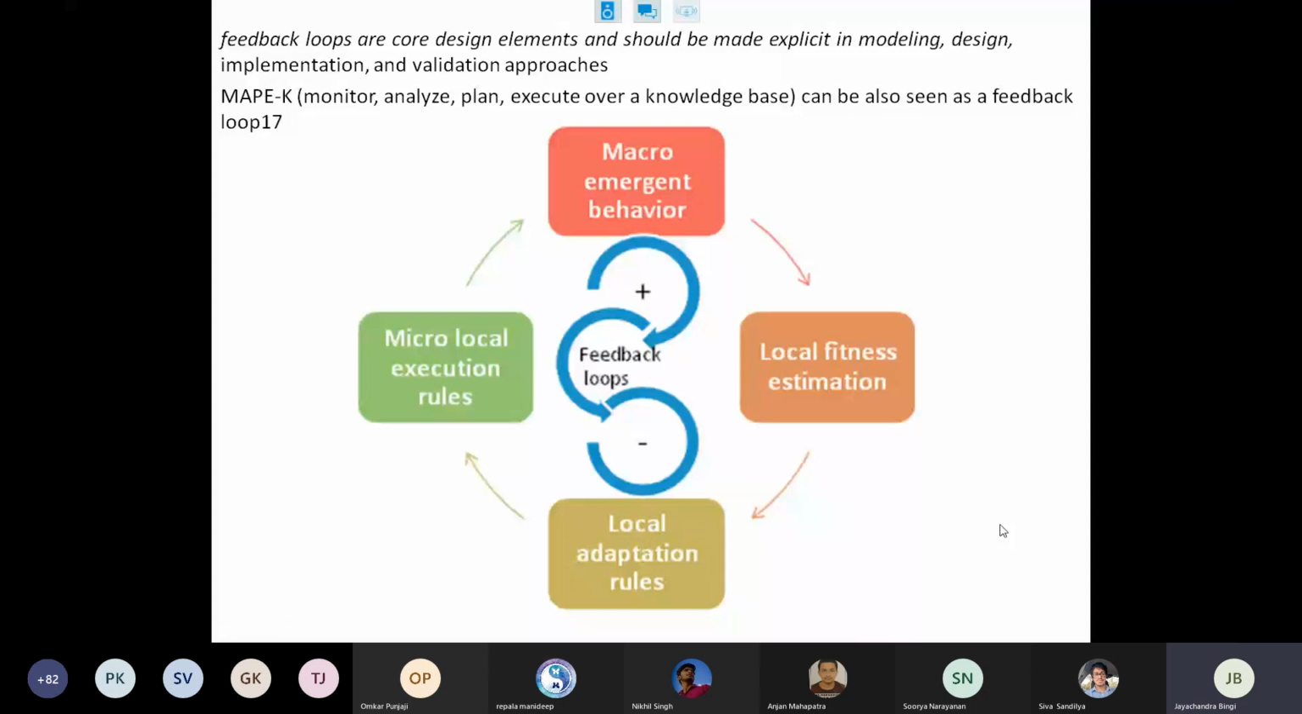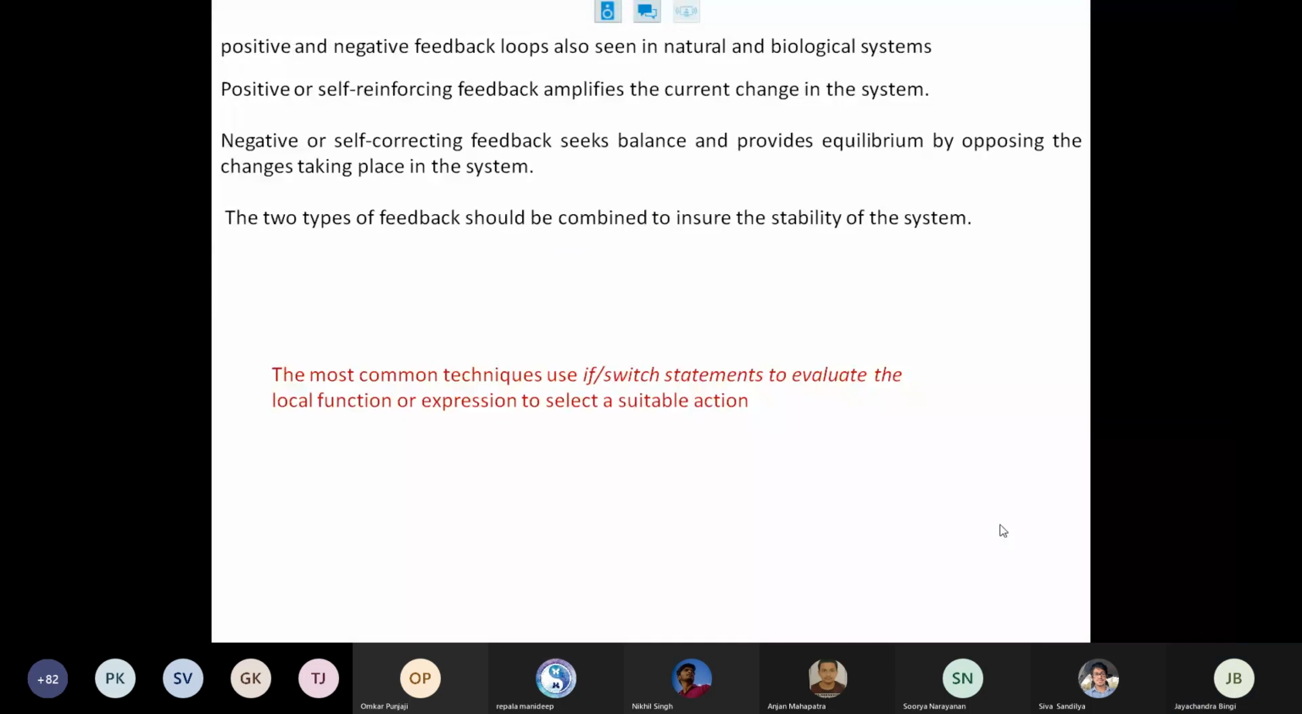Okay, now I'm changing my slide. Please let me know whether it is changed or not. Is my slide changed? Yes, sir.